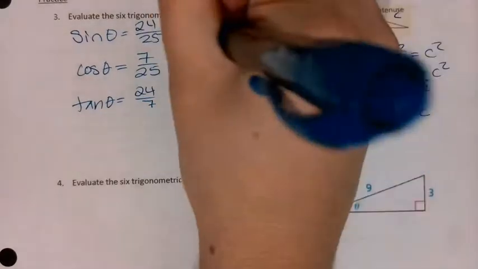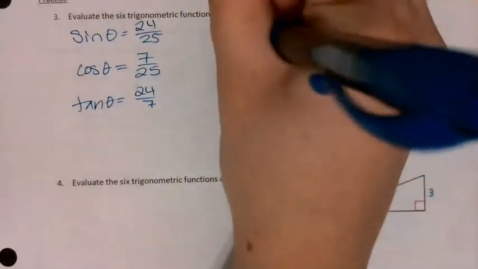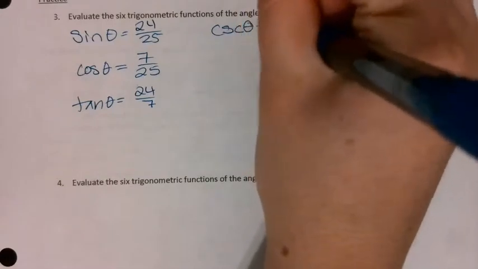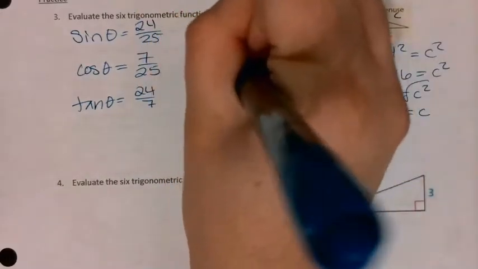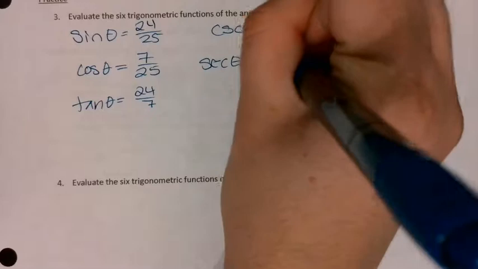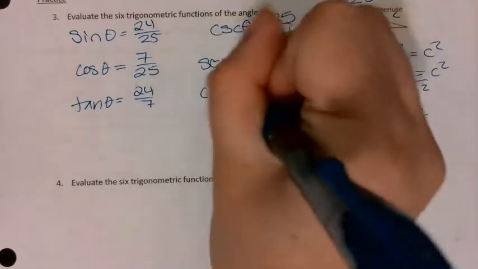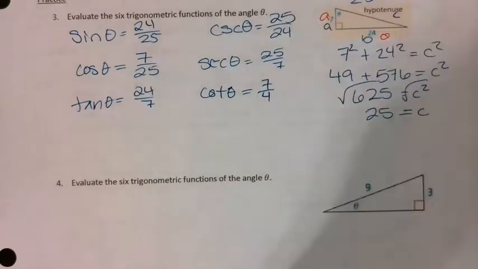Okay. Then I switch these for my other 3 reciprocal trig functions. I have cosecant, which is going to be 25 over 24. I have secant, which is 25 over 7. And I have cotangent, which is going to be 7 over 24.